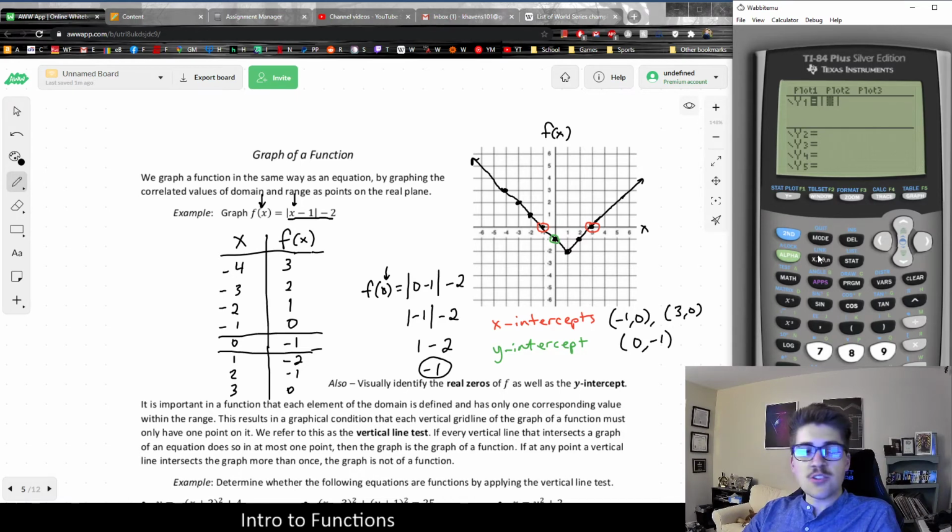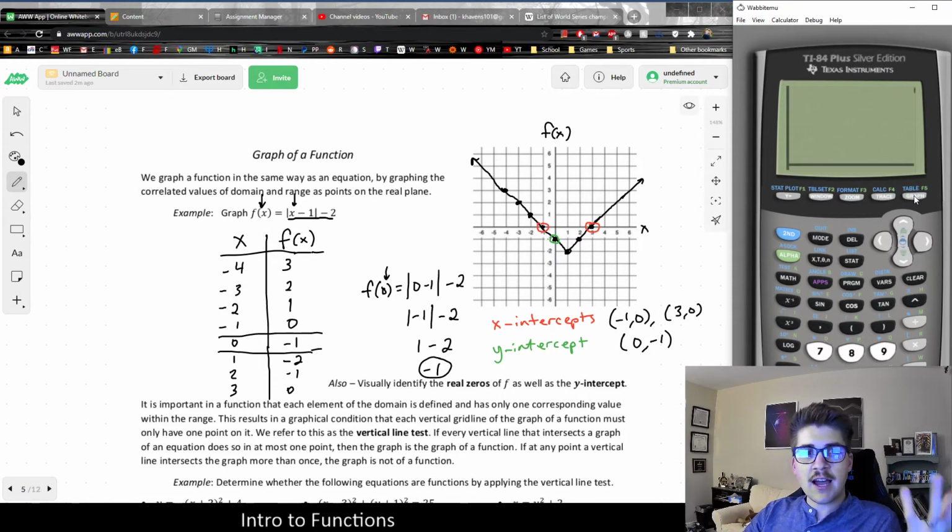Anyways, also, we need to type in the variable x, and I wanted to mention that you can always use this button right here to enter your variable. Then I need to type in the formula correctly: absolute value of x minus 1, minus 2.